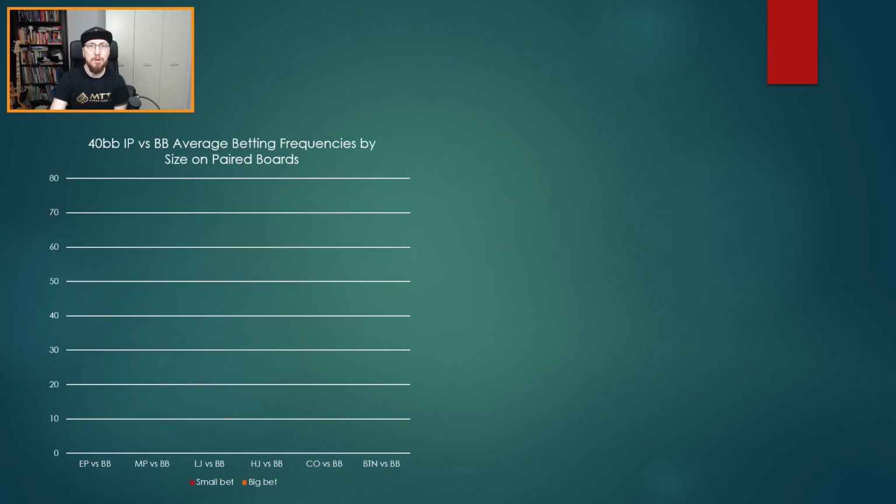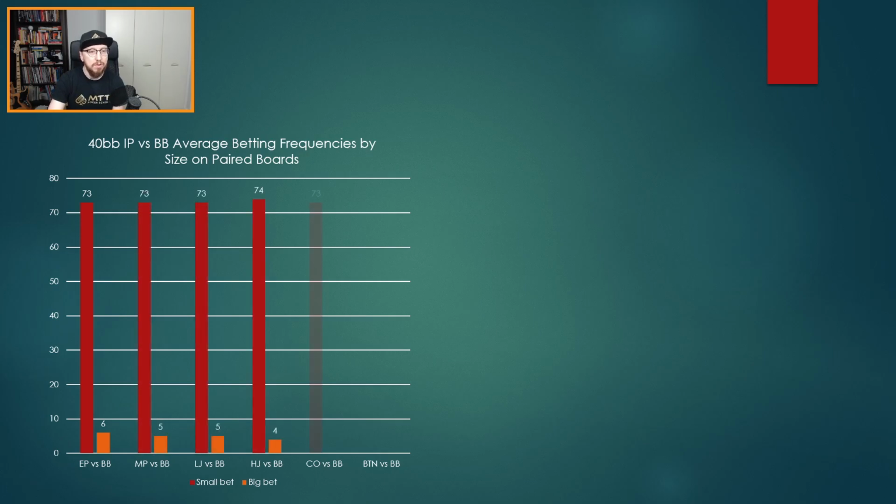So this is the chart from that last video, and just as a reminder, we just had a lot of small betting. Small betting in red, the big bet is in orange. So across the board, you can see even EP versus big blind all the way through to button versus big blind, there's just a lot of small betting used and not a lot of big betting used.